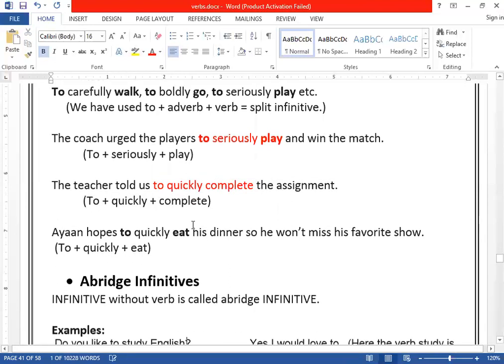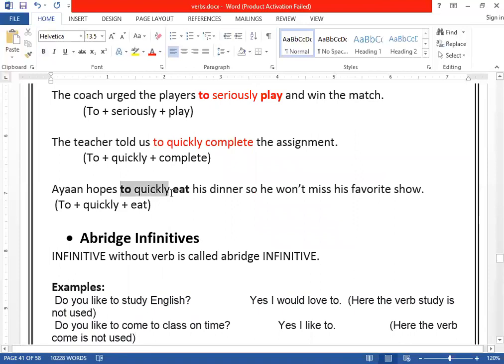Ayan hopes to quickly eat. We call it split infinitive.